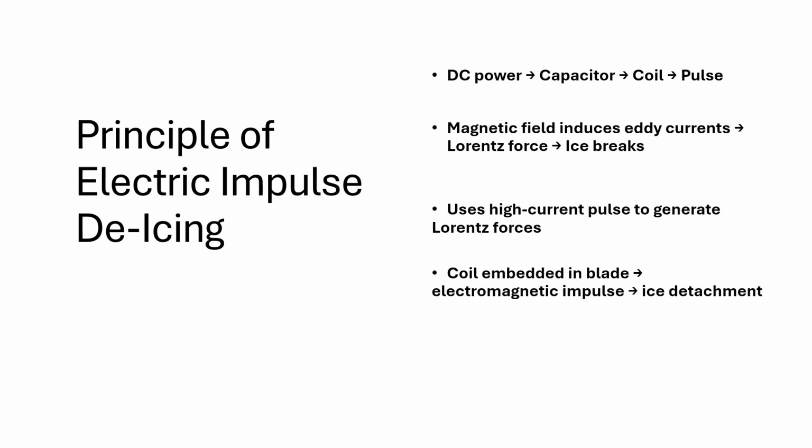So our goal is to apply one of the methods to see the impact of our method in terms of ice breaking for wind turbines. We'll be using the electric impulse de-icing technology. The principle is that from DC power, the capacitor discharges, and then we turn the coil and generate a pulse.